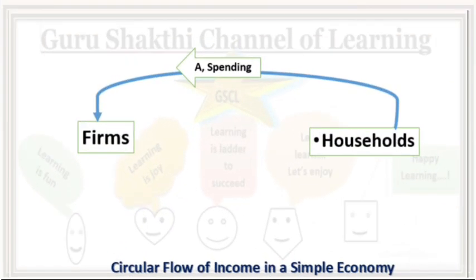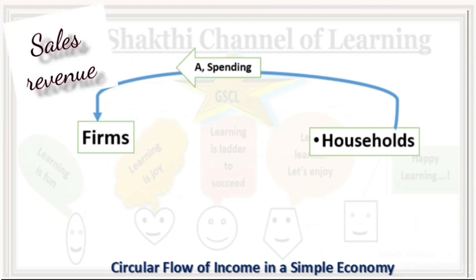The households spend to get goods and services. This arrow here represents the spending the households undertake to buy goods and services. At point A, it is the flow of payments from households to firms. In this scenario, the firms are getting sales revenue.